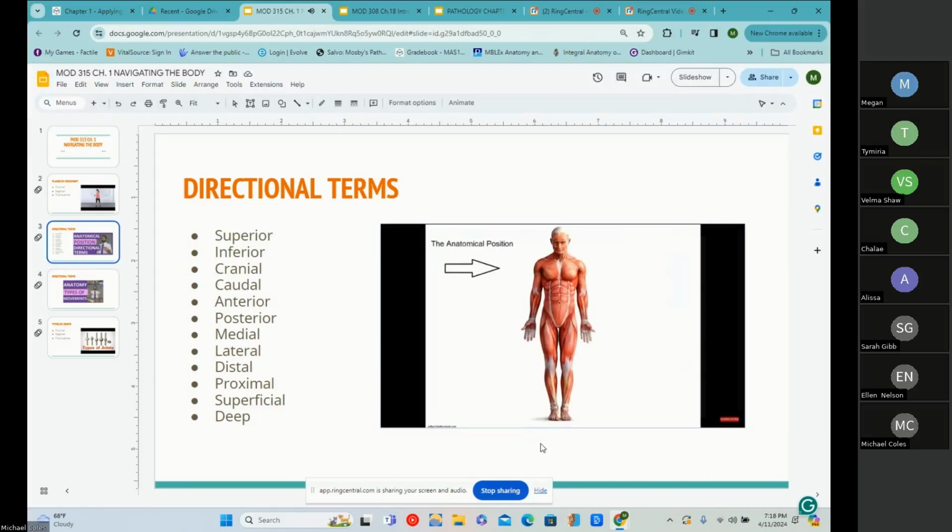First, let's talk about the anatomical position. It is a standing position with the head facing forward, the arms to the side, with the palms facing forward and the fingers extended and the thumbs pointing away from the body. The feet are spaced slightly apart with the toes pointing forward.